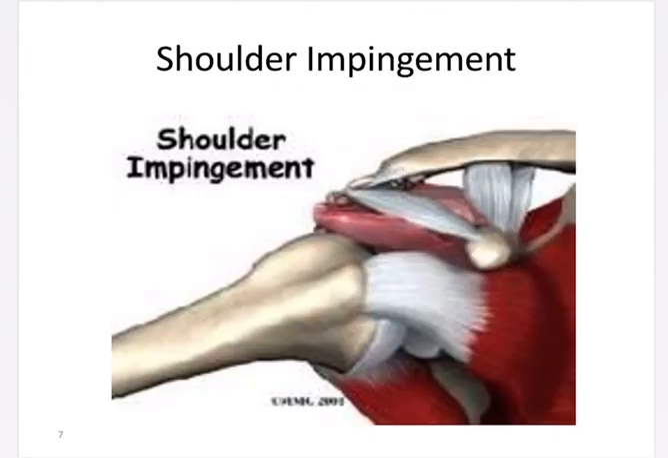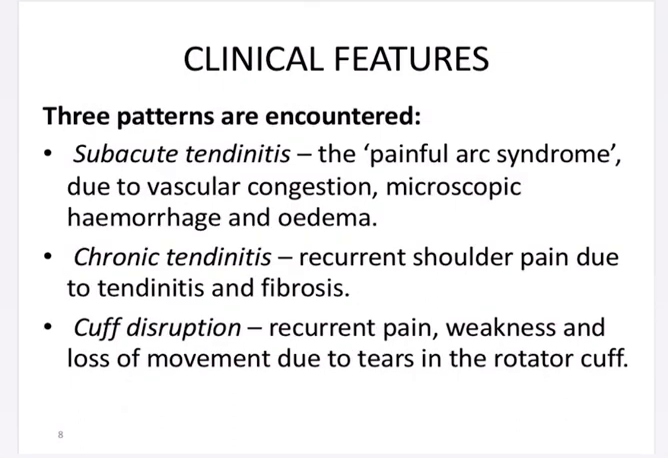This is the impingement position: abduction, slight flexion, and internal rotation. Impingement syndrome presents with pain and tenderness around the shoulder.